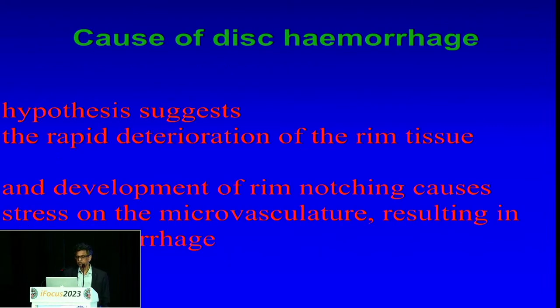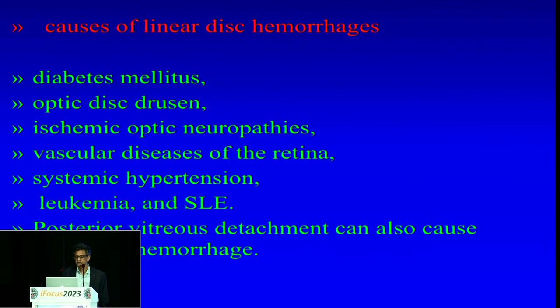The basic hypothesis was that there is a rapid deterioration of the rim tissue, and the rim notching causes the microvasculature to rupture and cause these microhemorrhages. But they can also be present in diabetes, optic disc drusen, AION, vascular diseases, systemic hypertension, leukemia, SLE, even PVD can give you these cases. So be very careful. Examine, dilate, check the retina also because that is very, very critical.